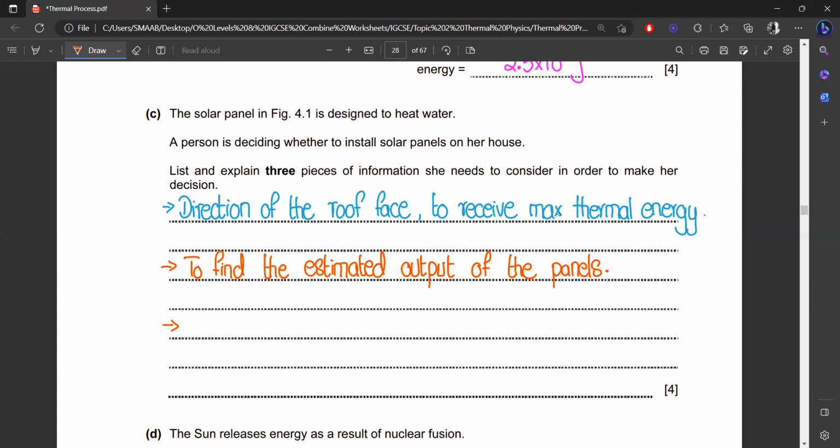And further, we also need to consider shading the roof, right? Otherwise, any hard material or any other material, just like in the diagram, we placed a glass over it so that the solar panel is shaded, right? So the solar panel is completely covered. So we have to check whether the roof is shaded or not.